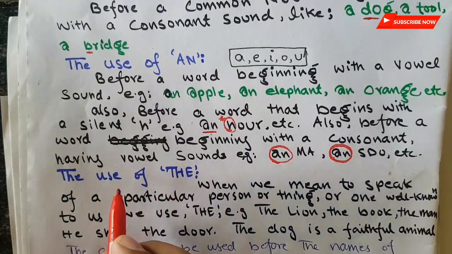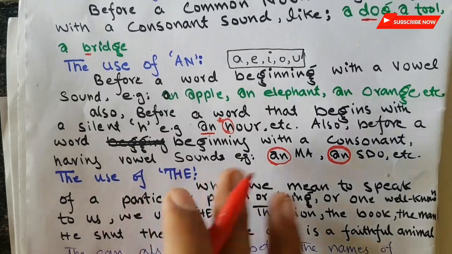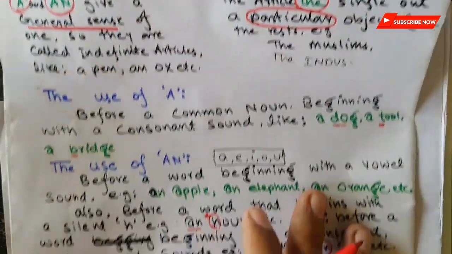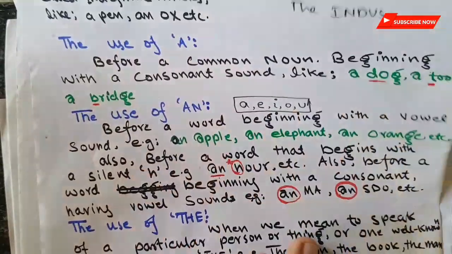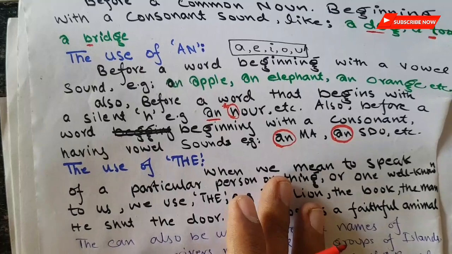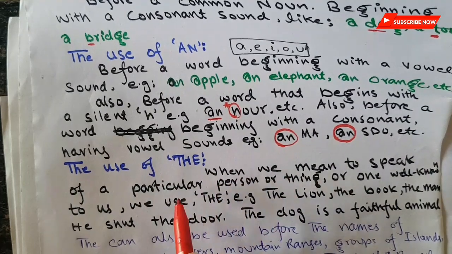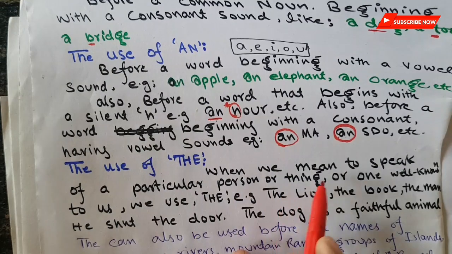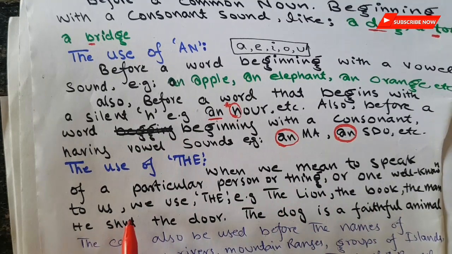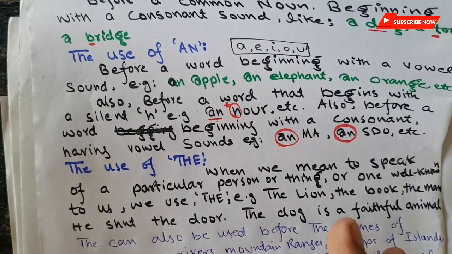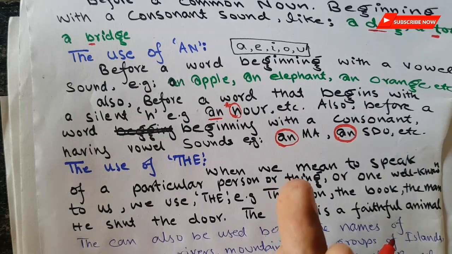Let me head toward the next article, which is the definite article, THE. How can we use the article THE in English grammar? So let's get started. When we mean to speak of a particular person or thing, or one well known to us, we use THE. I clearly mentioned here that we can use THE before particular things.